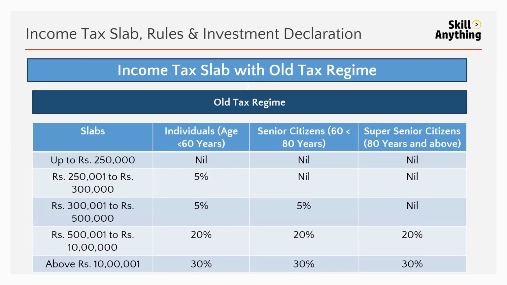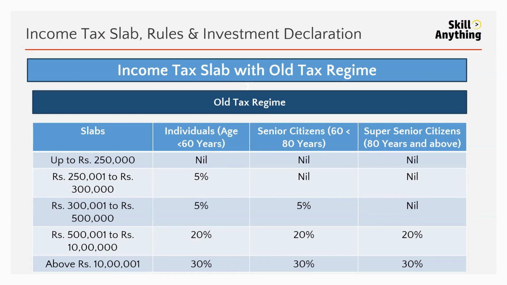Income tax slab with the old tax regime. Slabs up to 2,50,000 for an individual whose age is less than 60 years is nil. Senior citizens whose age is above 60 years to 80 years also nil. Super senior citizens whose age is 80 years or above, they also nil. For the slab more than 2,50,000 to 3 lakh, for an individual it is 5%, for senior citizens nil, and super senior citizens also nil.